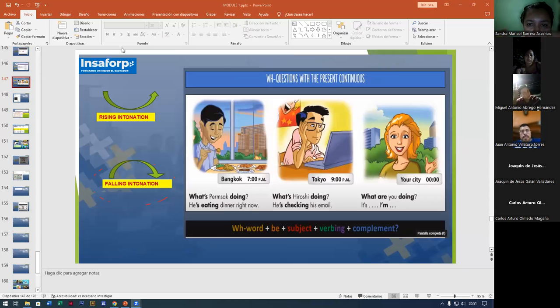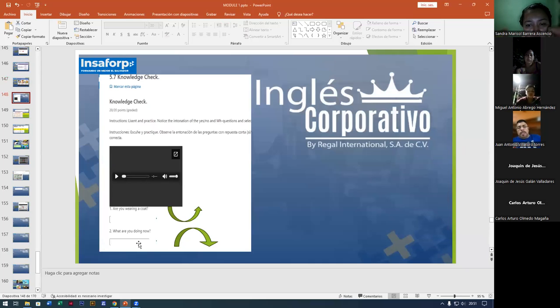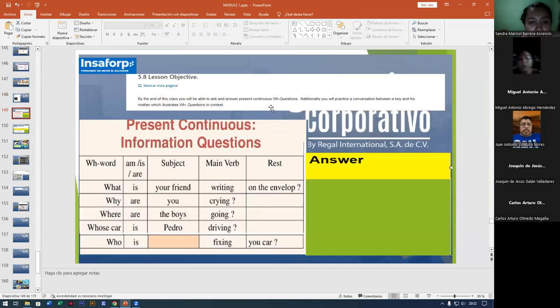Now let's continue with the next part. Okay. And this one, what about this one? About the platform. In this one, you have an exercise. In this exercise, it's asking you to select if it's rising or falling intonation. So that is depending on what you listen to, right? So in the first option, it depends on the question that you listen to. Now, on the next part, we have some examples of present continuous. So we'll answer present continuous WH questions. Let's practice with this.